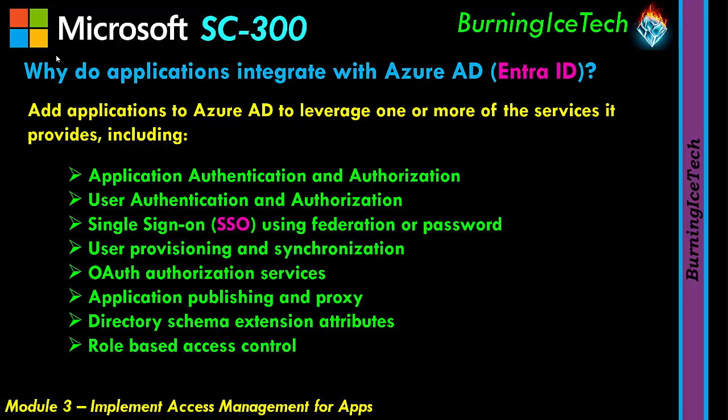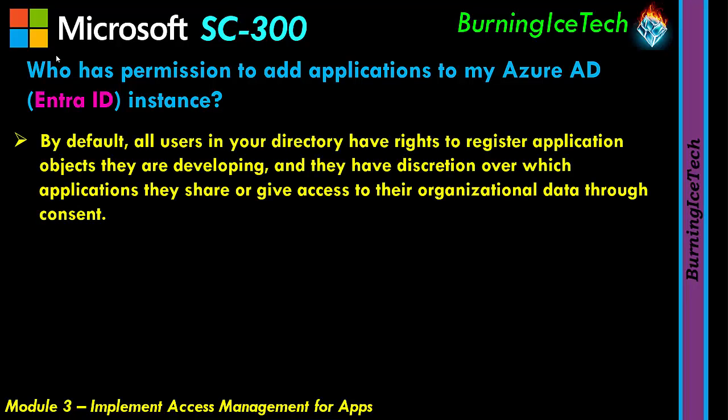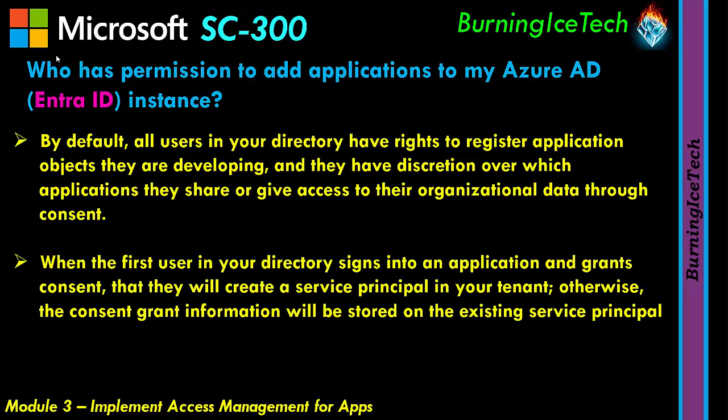All right, so still kind of on the same topic, who has permissions to add applications to my Azure Active Directory instance? All right, folks, so by default, all users in your directory have rights to register application objects they are developing, and they have discretion over which applications they share or give access to their organizational data through consent. And when the first user in your directory signs into an application and grants consent, that will create a service principal in your tenant, in case you didn't know. Otherwise, the consent grant information will be stored on the existing service principal.